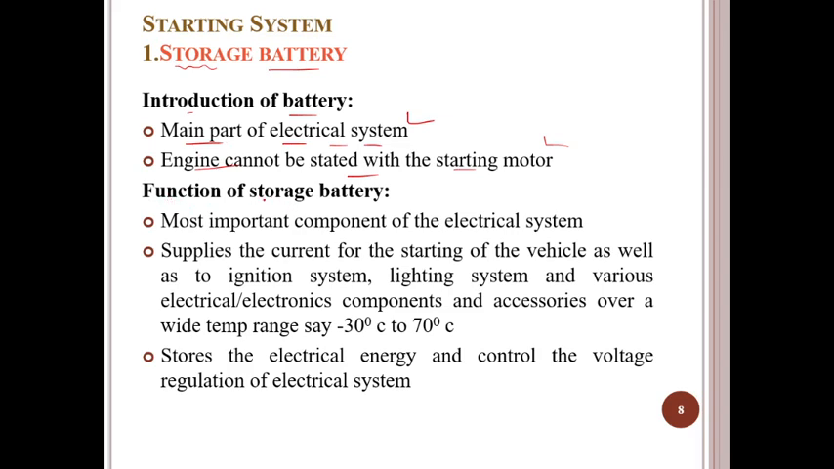So what is the role of the battery? What is the function of the battery? It is the most important component of the electrical system. It supplies the current for starting the vehicle as well as for the ignition system, lighting system and various electrical and electronic components and accessories over a wide temperature range, from minus 30 degrees Celsius to 70 degrees Celsius. For that purpose, we have to supply the current. Okay, then guys, it also stores electrical energy and controls the voltage regulation of electrical systems. This is also done here.